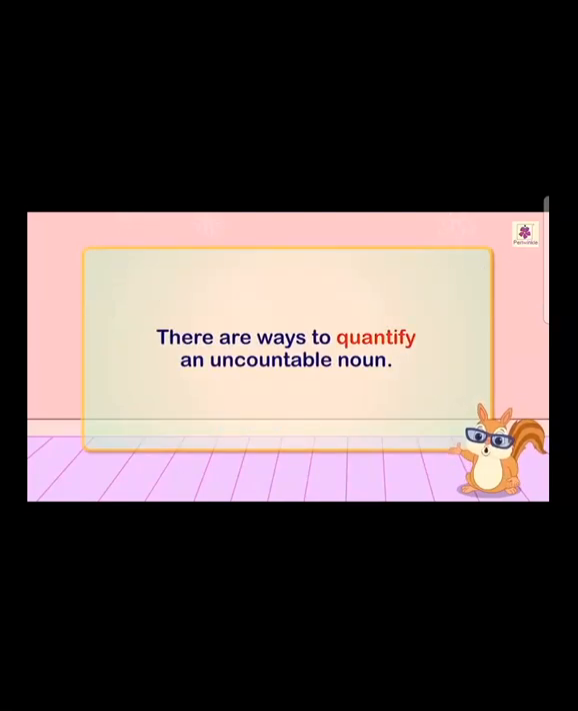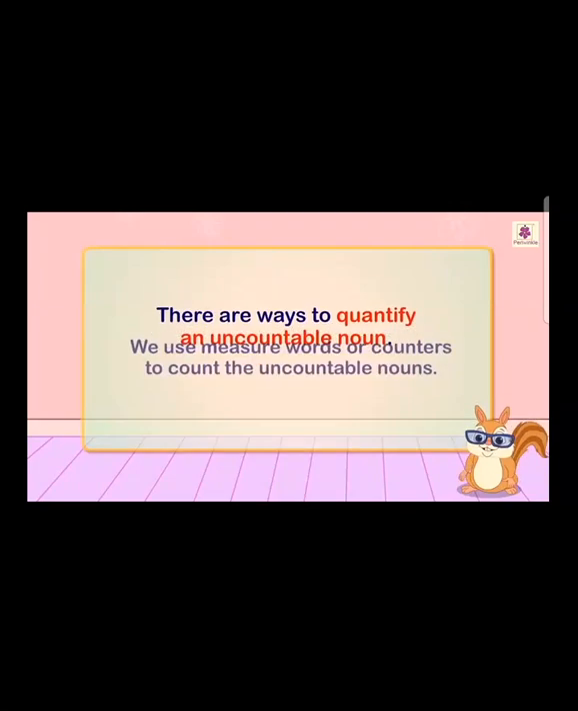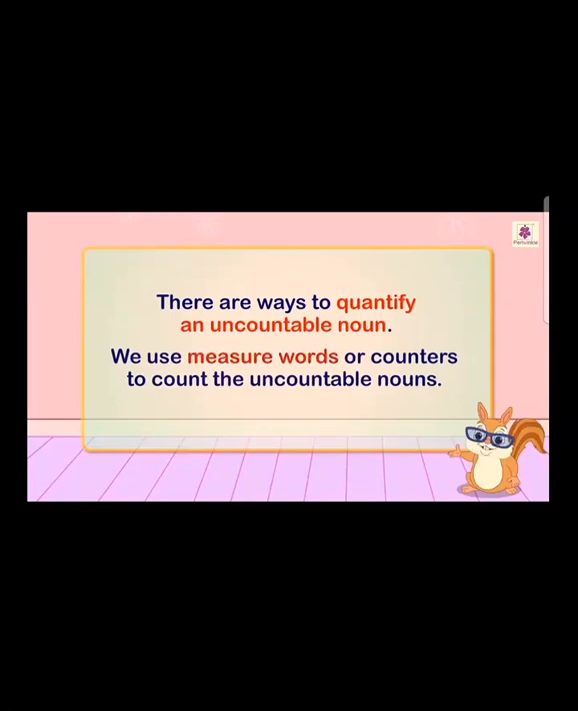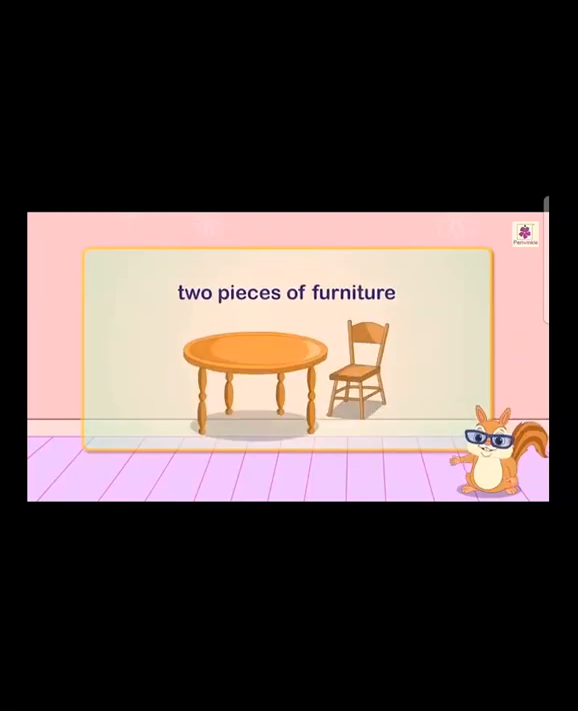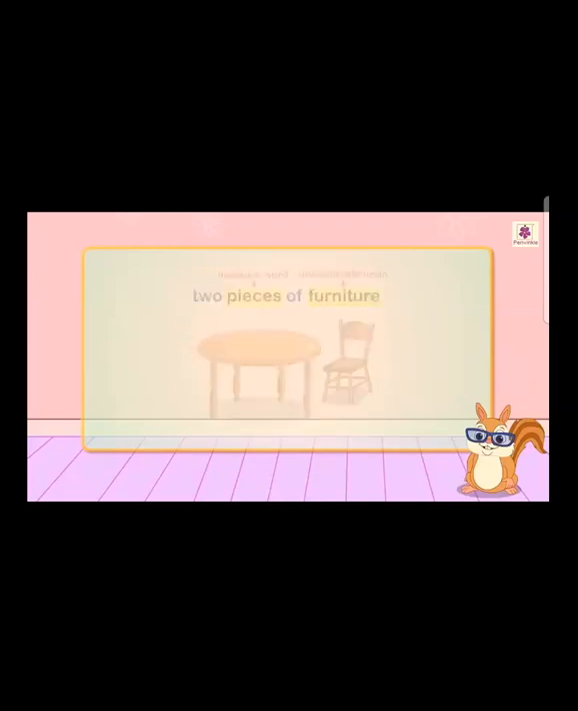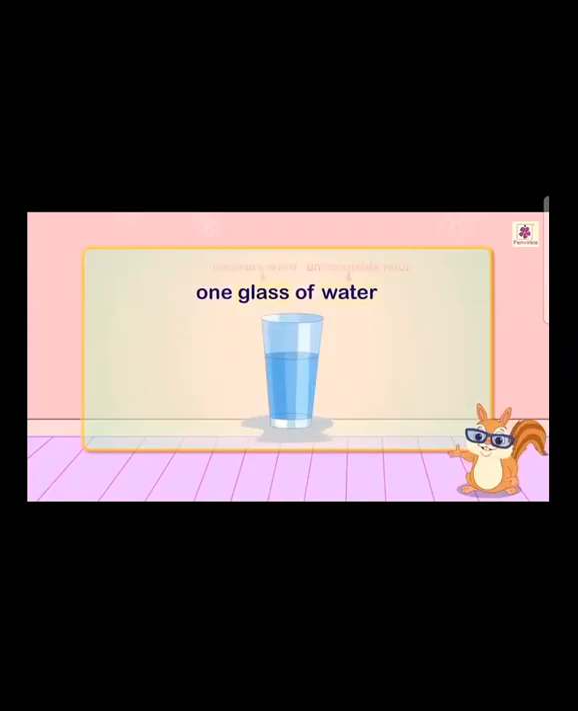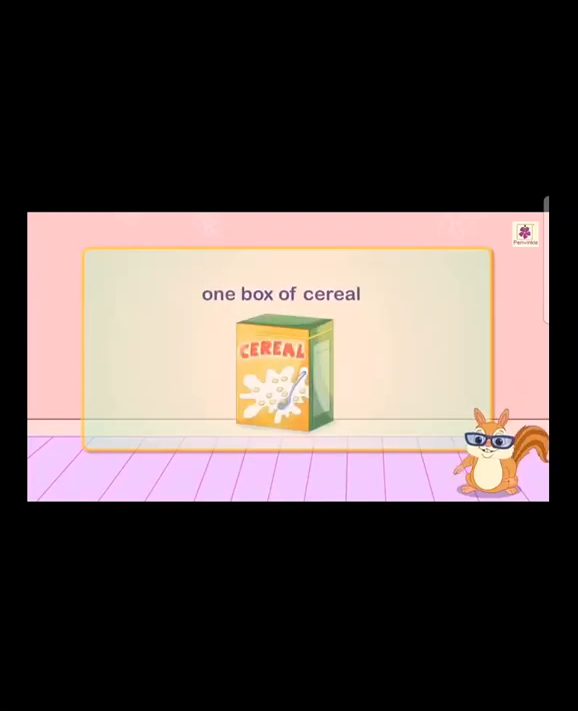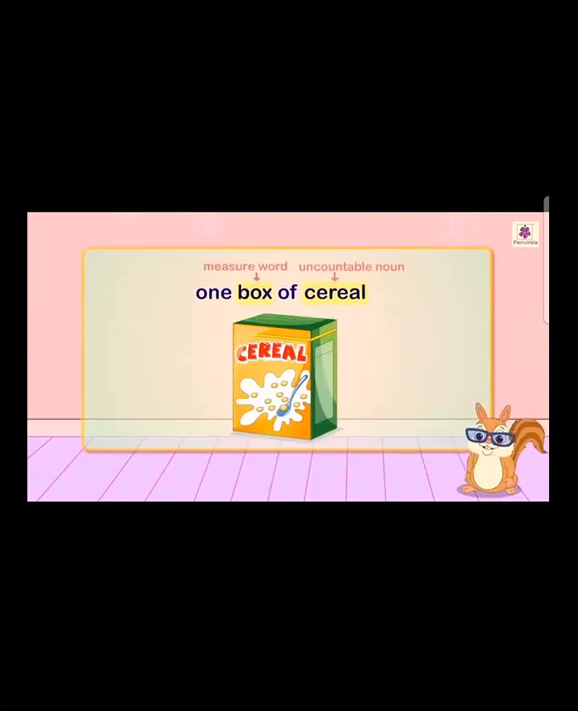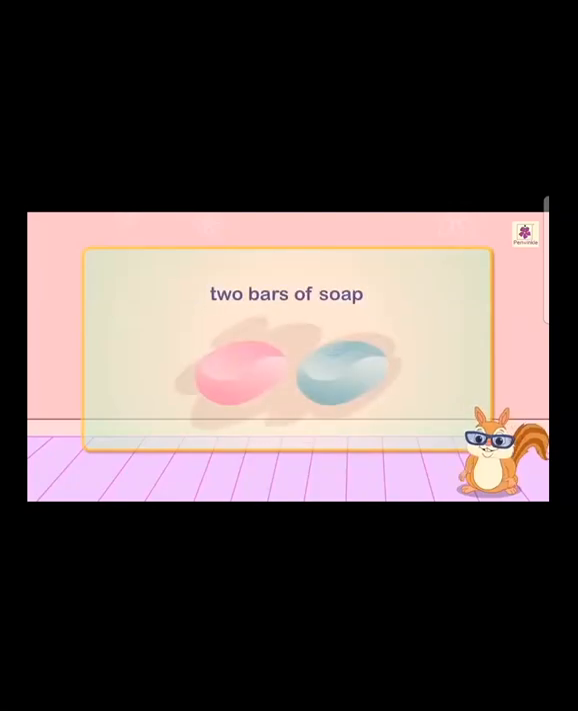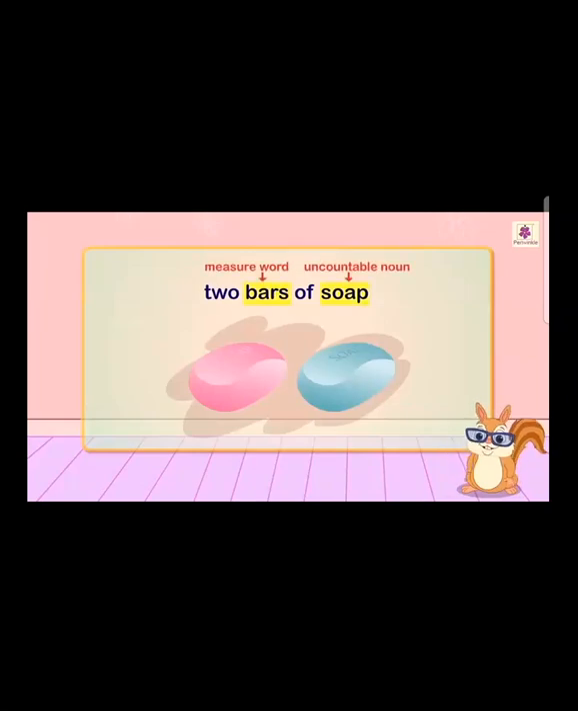There are ways to quantify an uncountable noun. We use measure words or counters to count the uncountable nouns. For example, 2 pieces of furniture, 1 glass of water, 1 box of cereal, 2 bars of soap.